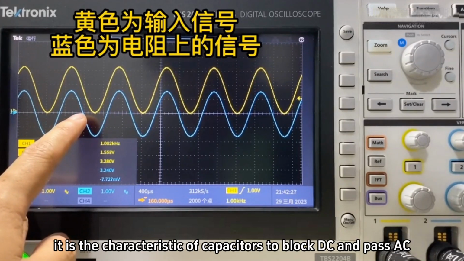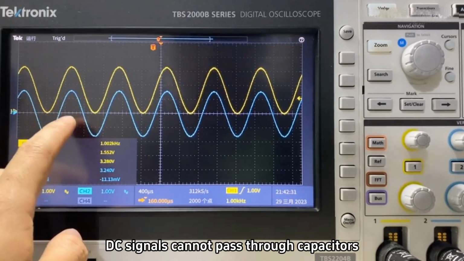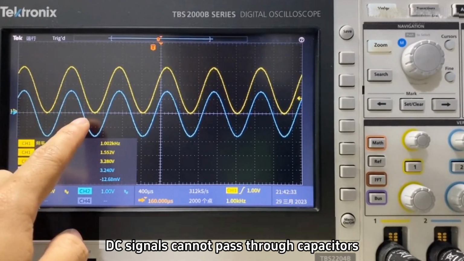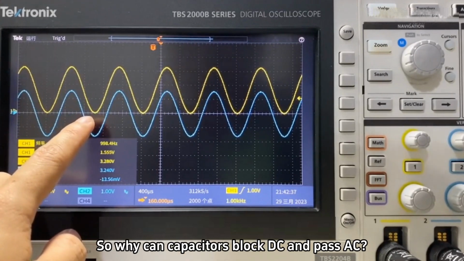In fact, it is the characteristic of capacitors to block DC and pass AC, that is, DC signals cannot pass through capacitors, while AC signals can pass through capacitors. So why can capacitors block DC and pass AC?